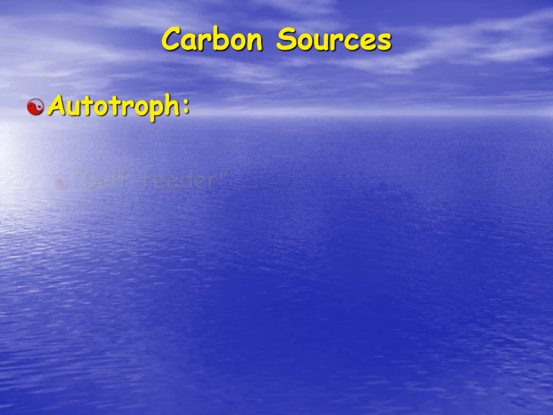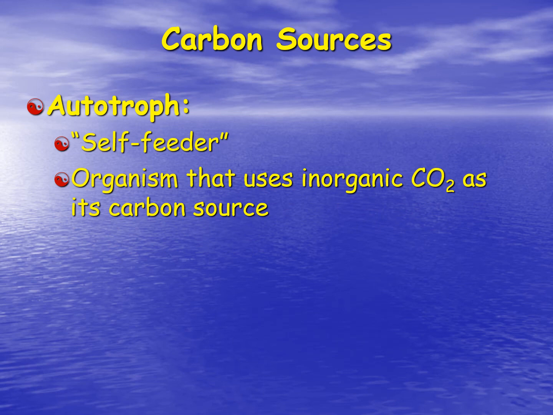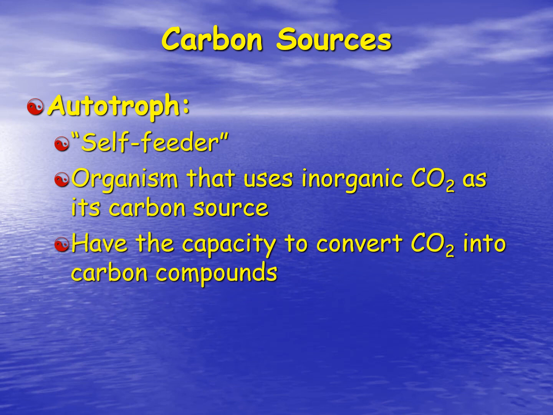If you are an autotroph, or self-feeder, which is literally what the word means, this is an organism that can use inorganic CO2 as its carbon source, so carbon dioxide. These have the capacity to convert carbon dioxide into carbon compounds within the cell that they then can use for energy production.